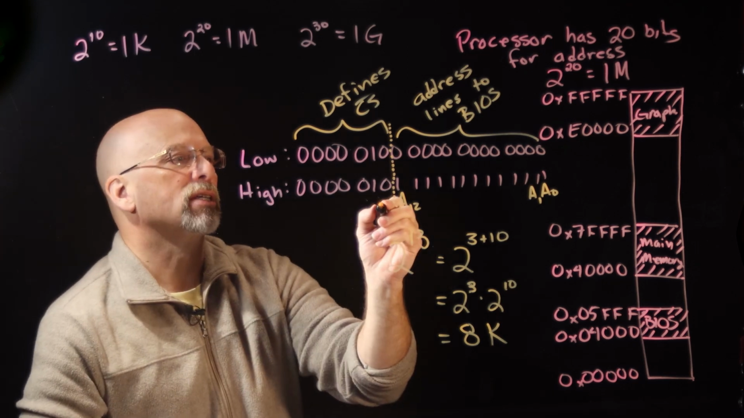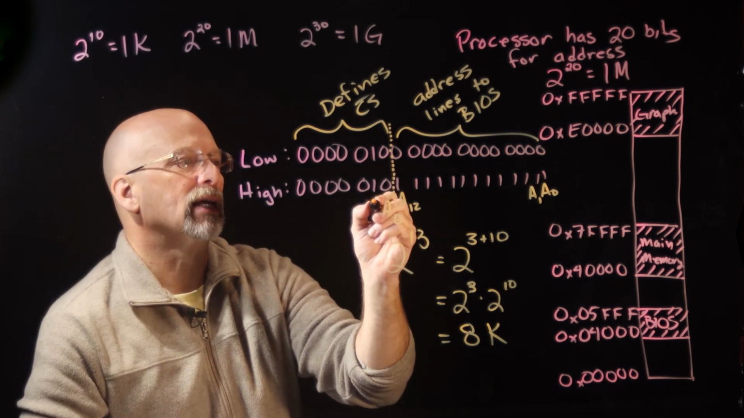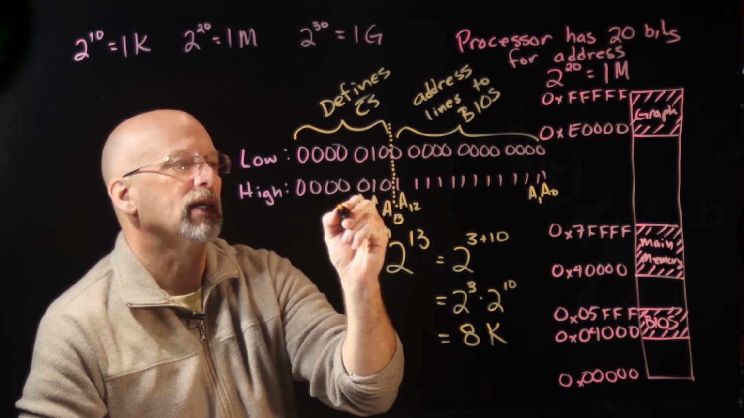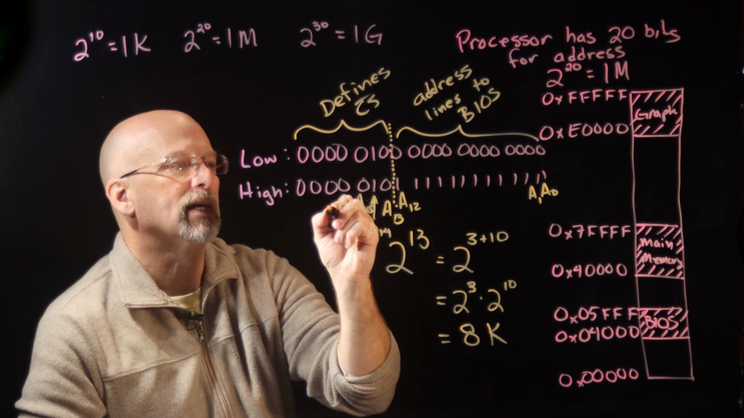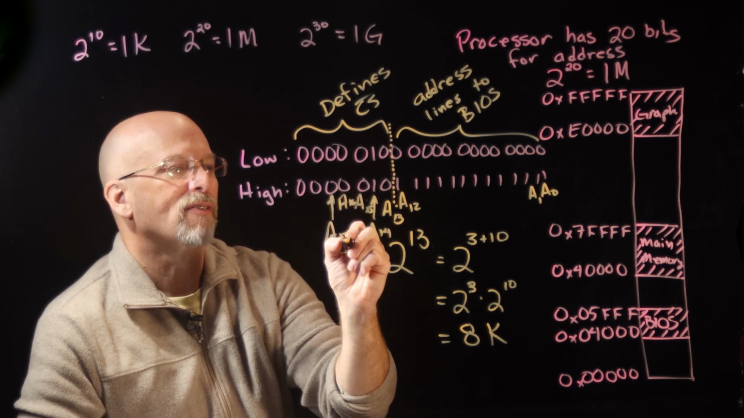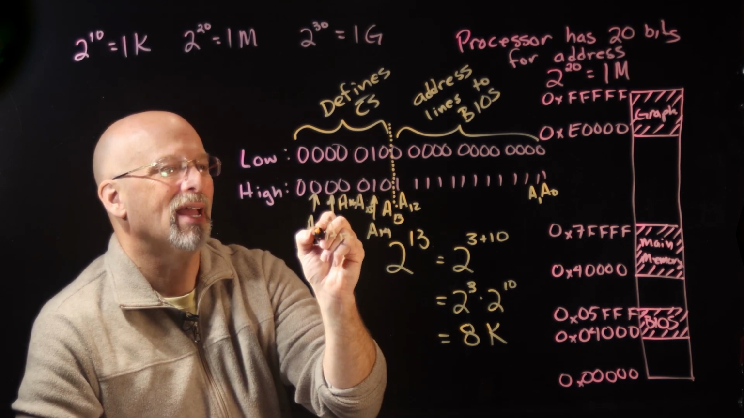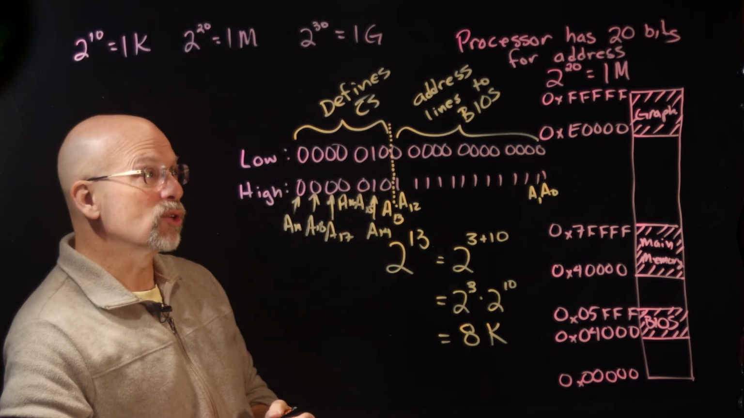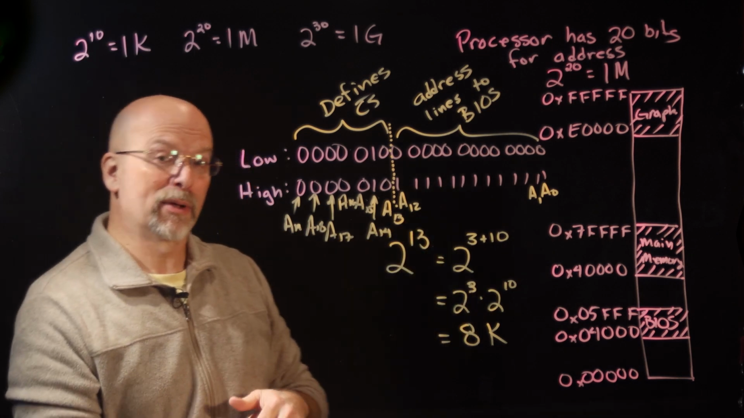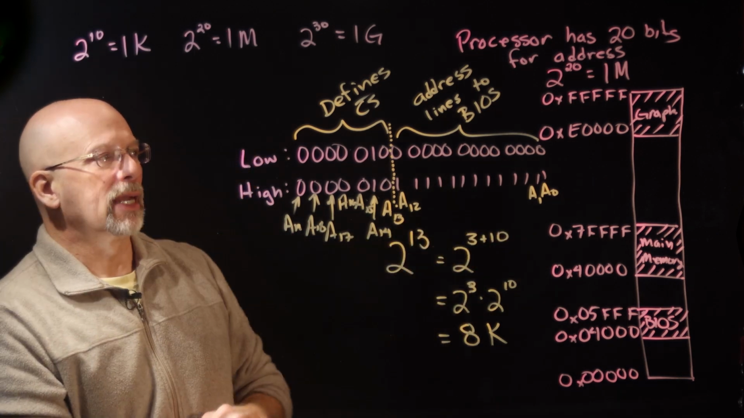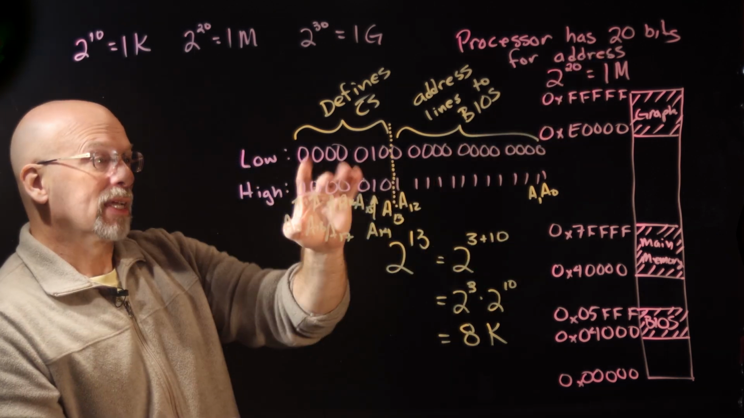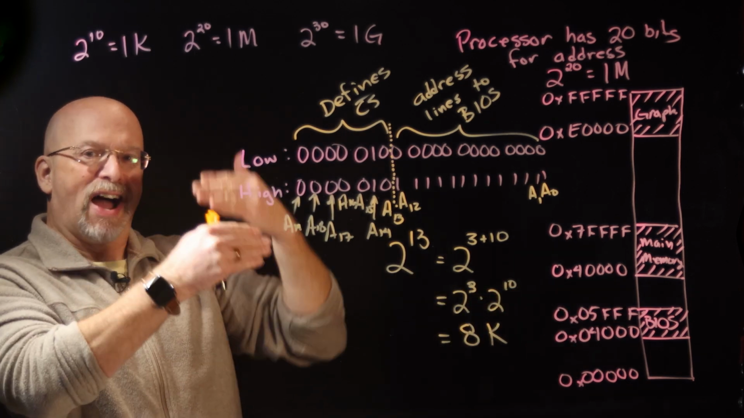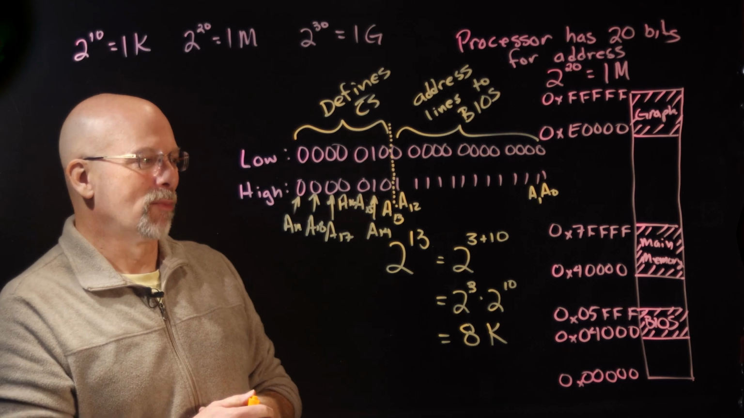So let's do this. This one right here is a 13. This one is a 14, a 15, a 16, a 17. There's a lot of these. A 18, a 19. And you have to take into account all of the address lines coming from the processor, A0 to A19, all 20 of them. Because if you leave some of these off, remember, that BIOS is going to find itself duplicated in this memory map, all right?